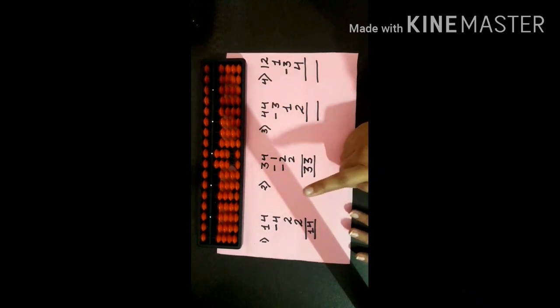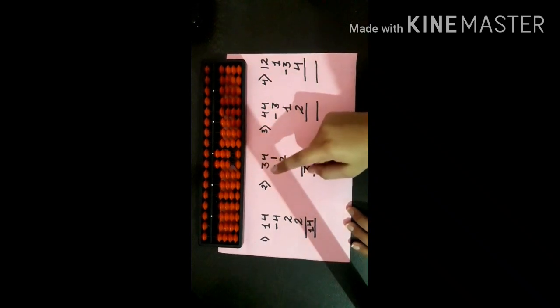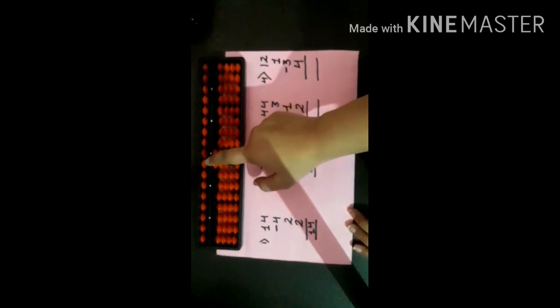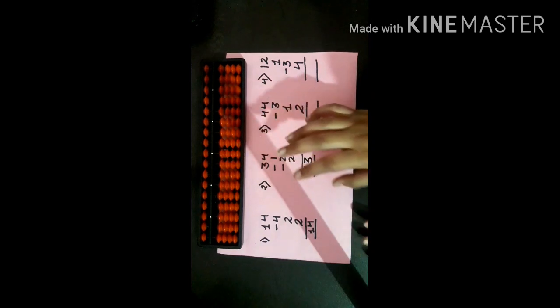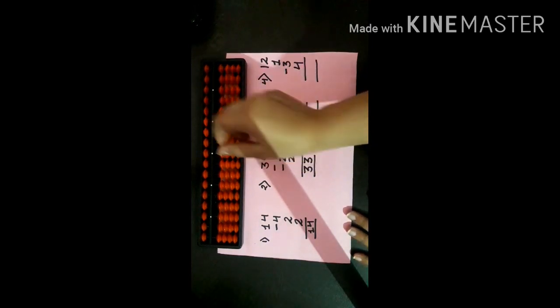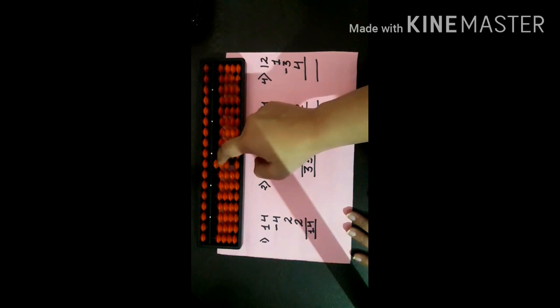Listen students, you should learn the value of these beads. Some students will get confused about why ma'am is saying 10, 20 and why ma'am is saying 1, 2, 3, 4. But you have to learn that lower beads of units rod have the value 1, 2, 3, 4 and tens rod has the value 10, 20, 30, 40.